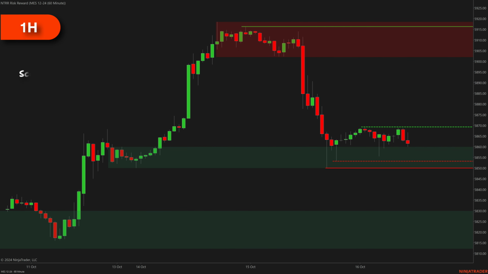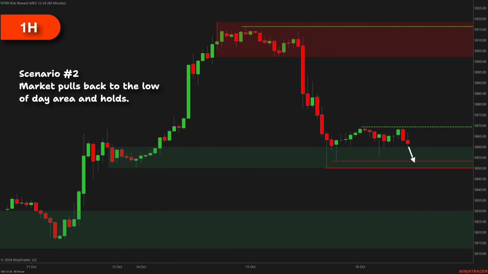Scenario number 2. The market pulls back to the low of the day area and holds. In this case, since our bias is already bullish and we're positioned inside the 4-hour support level, our focus will shift to identifying continuation chart patterns on the 1-minute or 5-minute time frames. This could include patterns like higher lows, ascending triangles, or strong bullish candles with increasing volume. Upon confirmation, we'll enter a long position, aiming to take partial or full position at the high of the day if the trade offers at least a 1-to-2 risk-to-reward ratio from our entry.